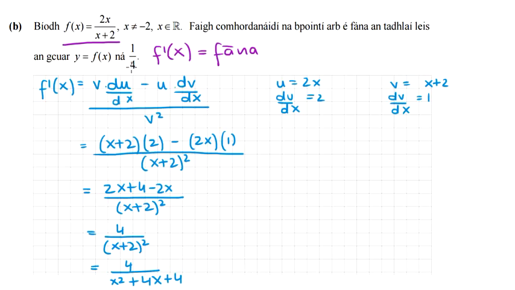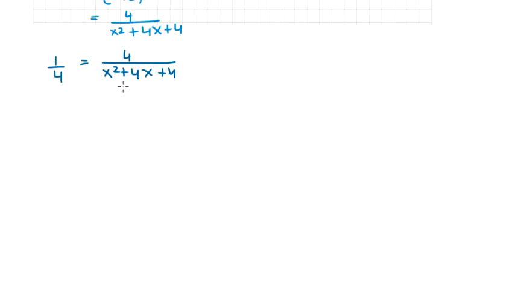So we're asked to find the coordinates where the slope of the tangent is 1 over 4. So we're going to let our f dash of x be equal to 1 over 4, solve for x, and then find our corresponding y point. So multiply on the left by x squared plus 4x plus 4, and on the right by 4. Move our minus 16 onto the left. So we're going to get minus 12.